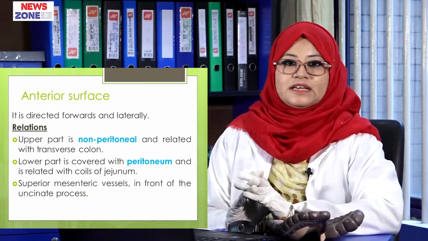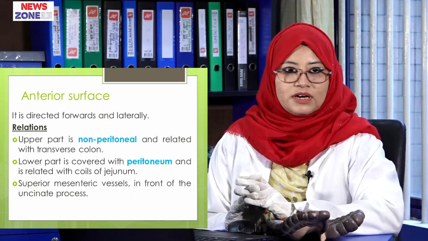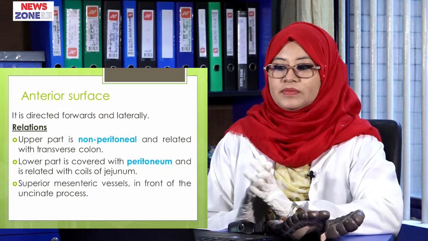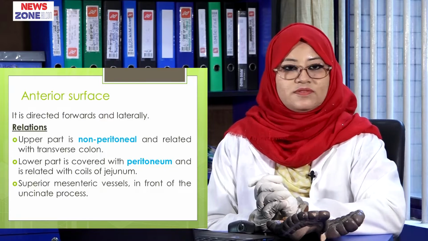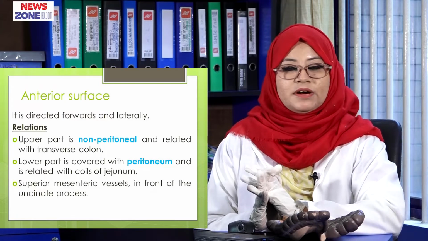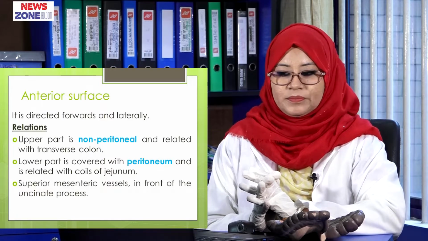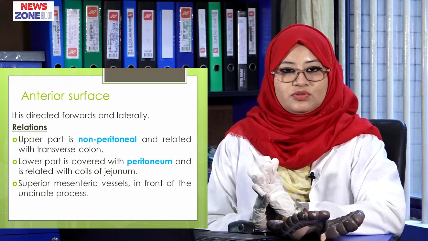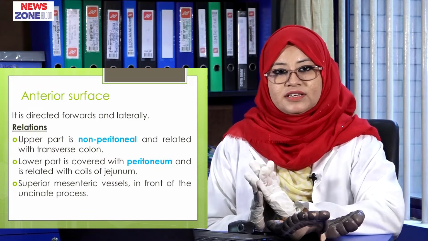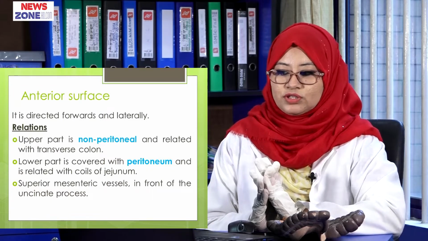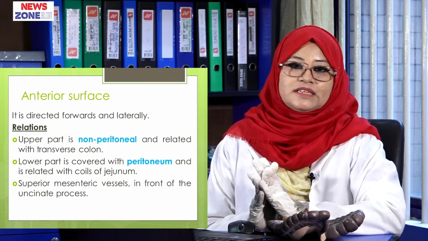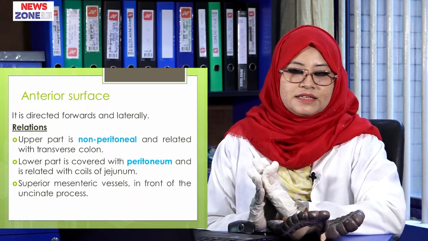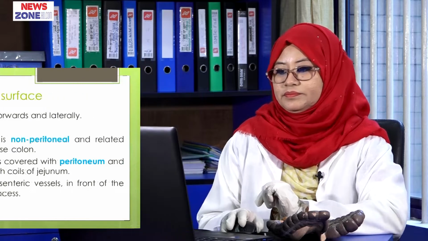Anterior surface, it is directed forwards and laterally. It is related with the transverse colon and its upper part is non-peritoneal. Lower part is covered with peritoneum and is related with coils of jejunum. The superior mesenteric vessels present in front of the uncinate process.